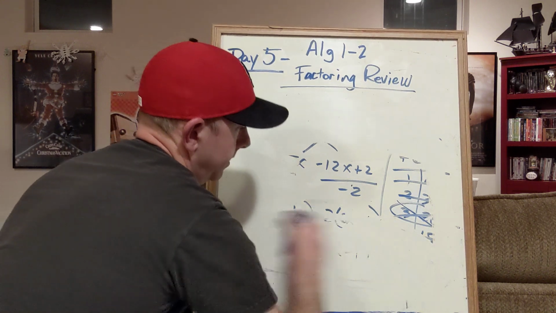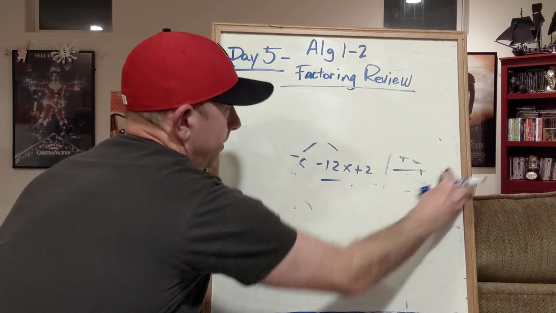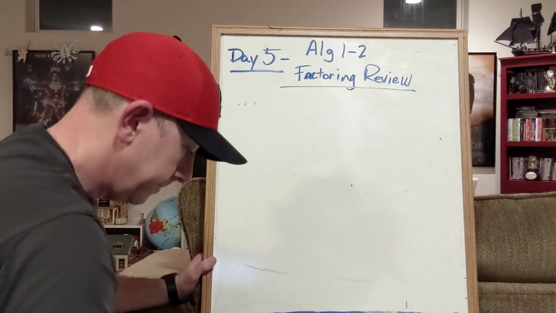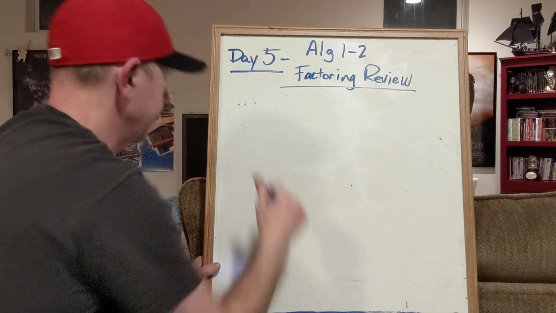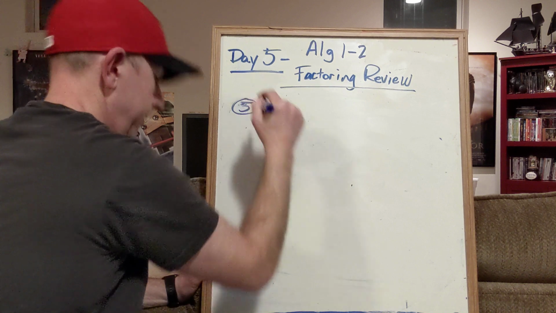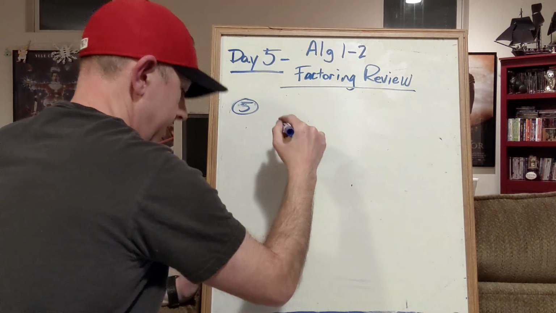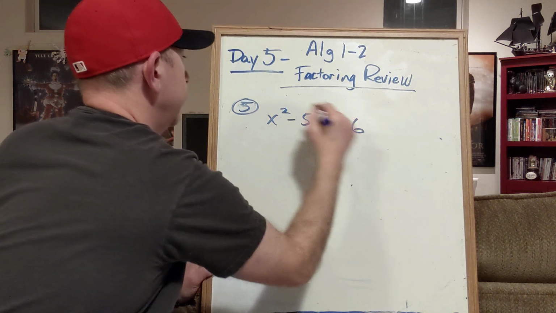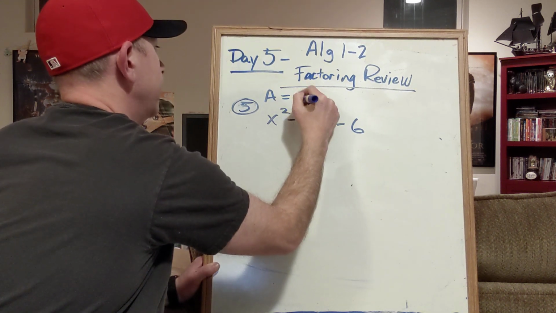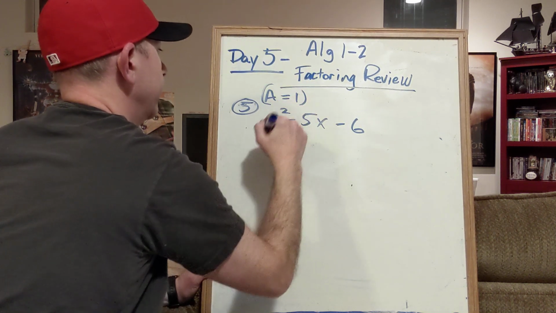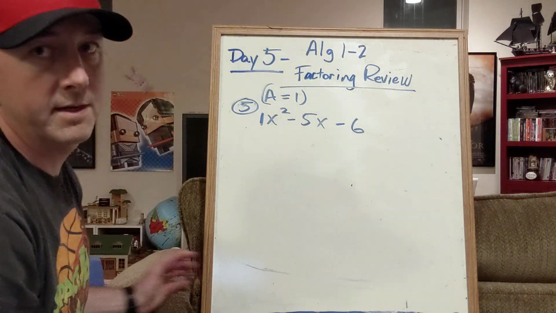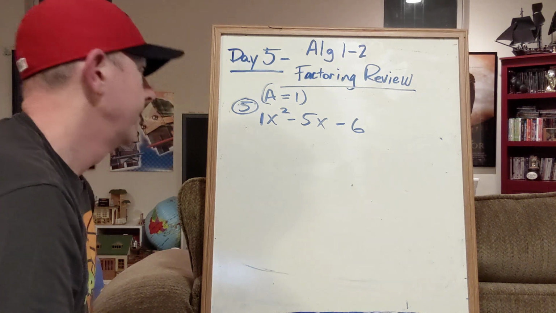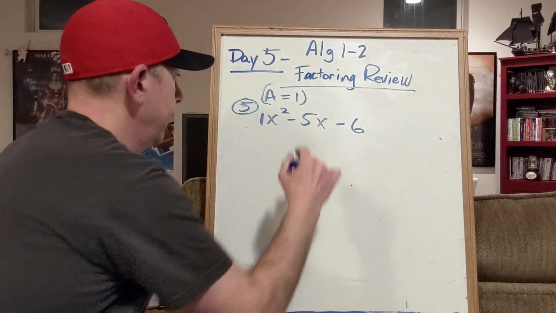All right, last one to wrap up the notes here for day 5. I believe this should be for Monday. And here we go. Last one, number 5, x squared minus 5x minus 6. So this is where a is equal to 1 for reviewing. This time we can take not necessarily a shortcut, but we don't have to go through all the factor by grouping stuff. Should make it a little nicer.